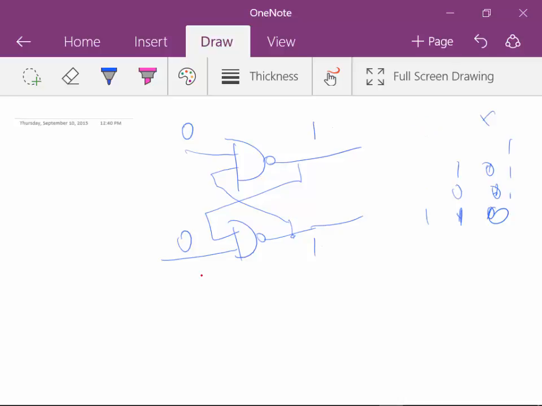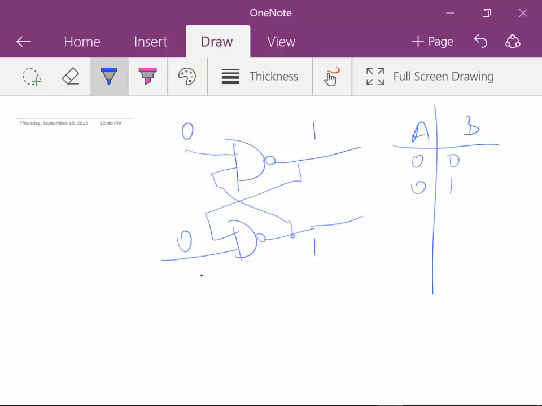Let me just go through this truth table one more time and make sure I get it right, and then I'm going to leave it alone. A, B. This is a simple NAND gate. The output is going to be low only when both inputs are high, and it's going to be high anywhere else, right? So if I put 0, 0 here, both outputs have to be high.